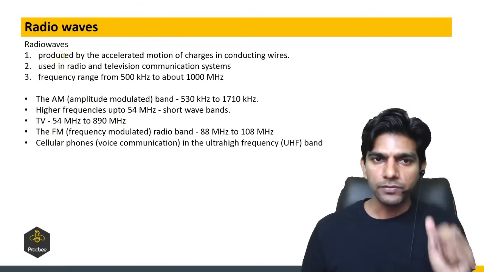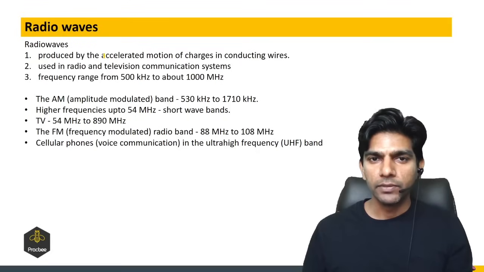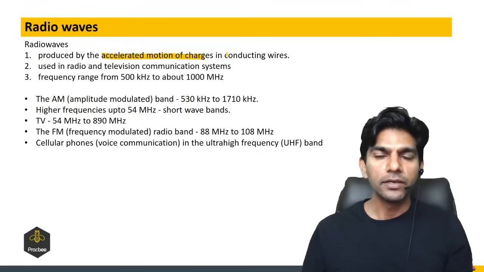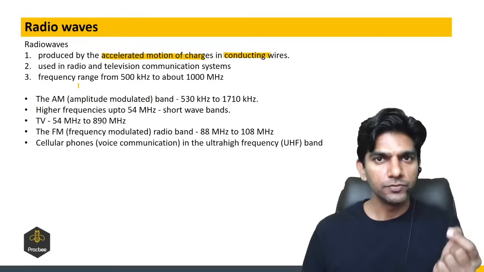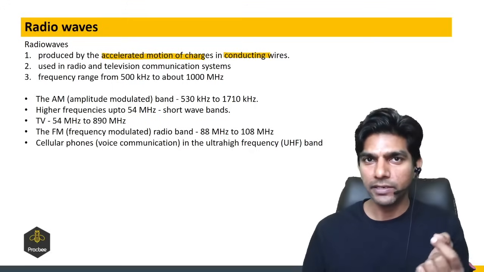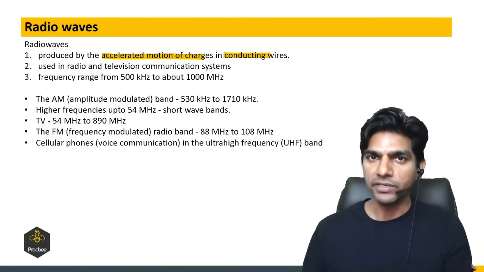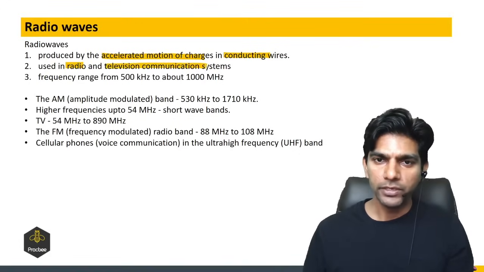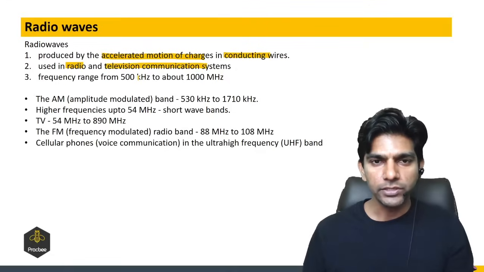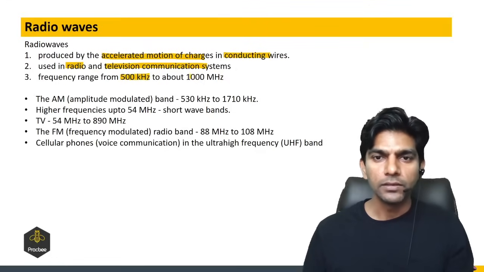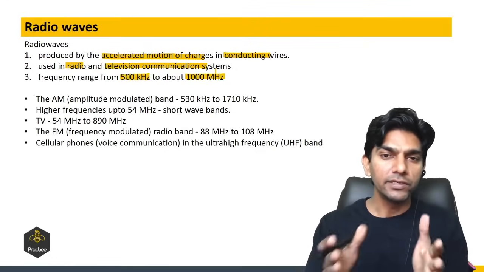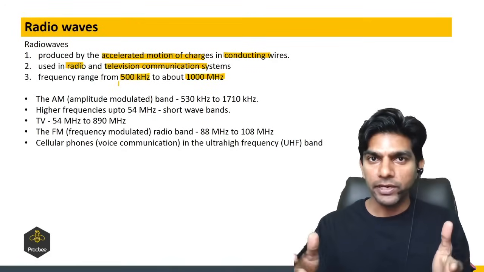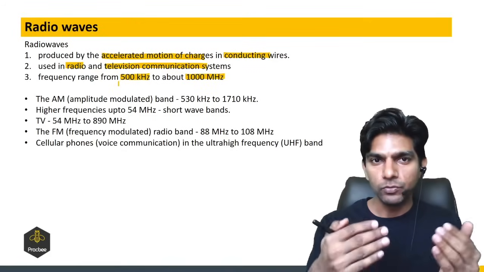Radio waves are produced by the accelerated motion of charges in a conducting wire. If there are charges which are oscillating, or some AC current, we can produce radio waves. And how are they used? They are used in radio and television communication. And what is the frequency range? It is 500 kilohertz to 1000 megahertz. Can you see the range is quite large? So we have to further divide this range into multiple bands.